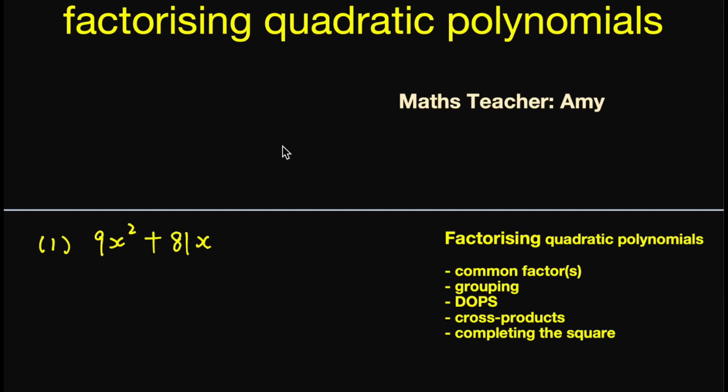Now we have 9x squared plus 81x. So first we are going to check whether there are any common factors or not. Obviously, we have 9x as a common factor. Therefore, we are going to put the common factor outside. Then we will have x left for the first term, and for the second term we have 9 left.